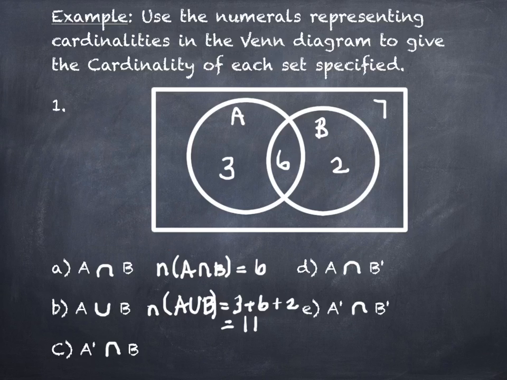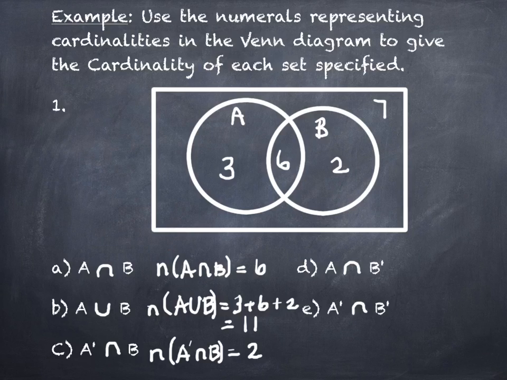Now, C, D, and E are a little different because they've all got prime notation, which means we want to remember that that means the number of items that are not in a certain set. So here we're looking at the number of items in A prime intersect B. So A prime would be everything not in A, which would include the 2 and the 7. And then we need to intersect that with set B. And of the 2 and the 7, the only item there that is also in set B would be the number 2. So this would be 2 items.